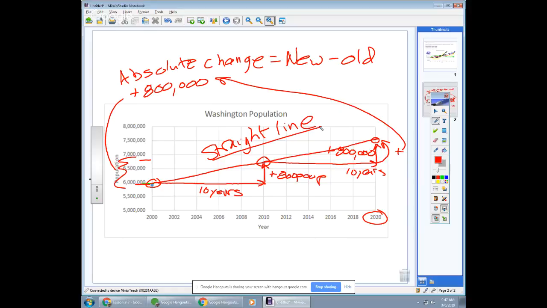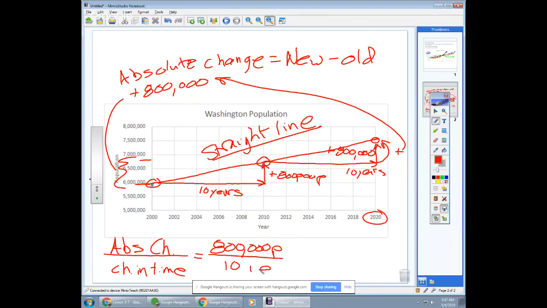And that change that we looked at, so if we take our absolute change and divide by the change in time, so in this case, that's 800,000 people divided by 10 years. If you look at it as a fraction, that fraction is called slope. And if you have a constant slope, you get a nice straight line.